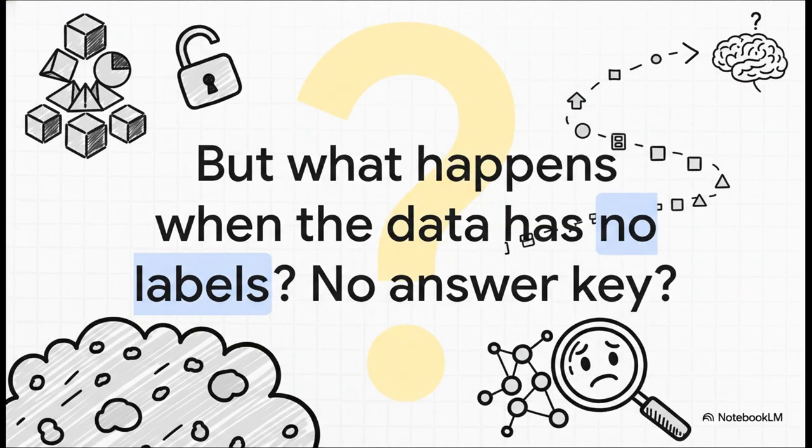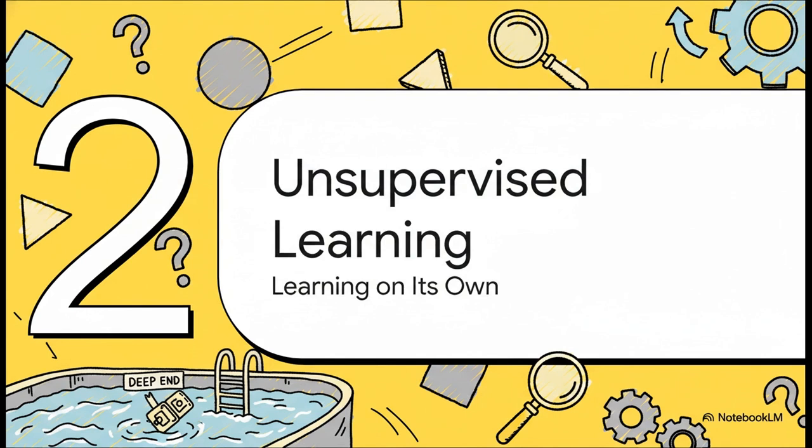Okay, so supervised learning is awesome, but it has a big dependency. That answer key, right? The labeled data. But what happens when you don't have one? What if you're just staring at a giant mountain of raw information with no labels, no answers, nothing? How in the world can a machine learn from that? Well, that exact problem brings us to our second method, learning on its own.